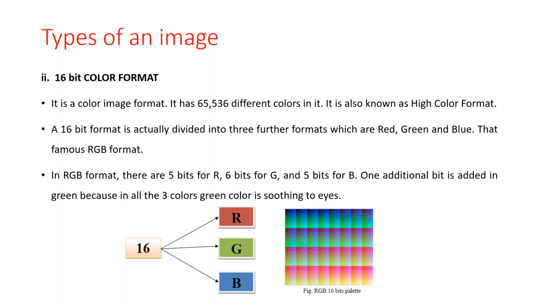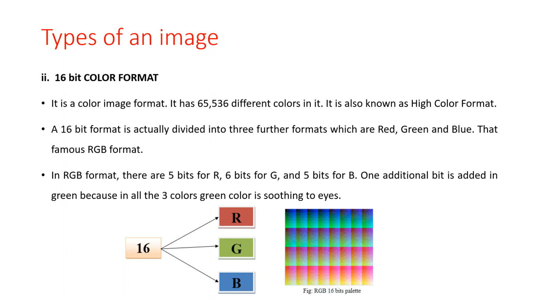In RGB format, there are 5 bits for red, 6 bits used for green, and 5 bits used for blue color. One additional bit is added to green because among all the three colors, green color is soothing to the eyes. Okay, so this is a simple representation of a 16-bit color format.